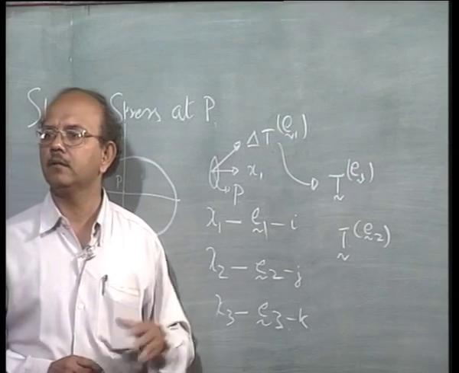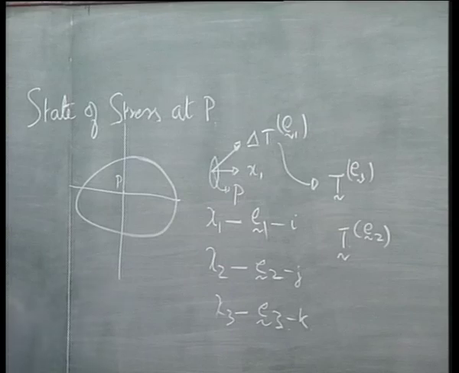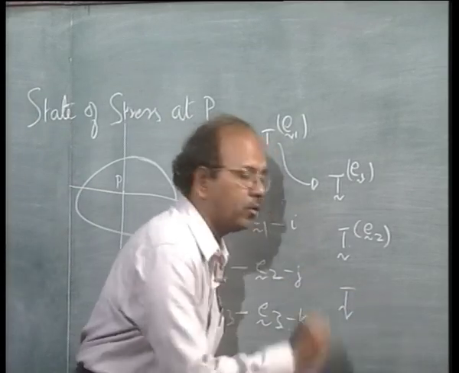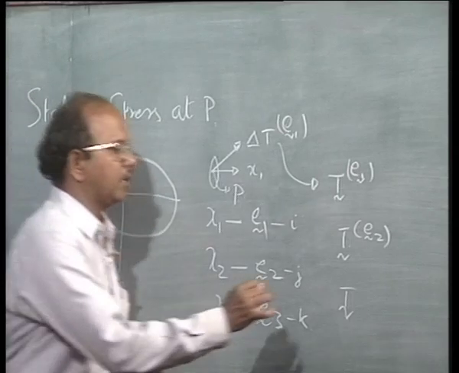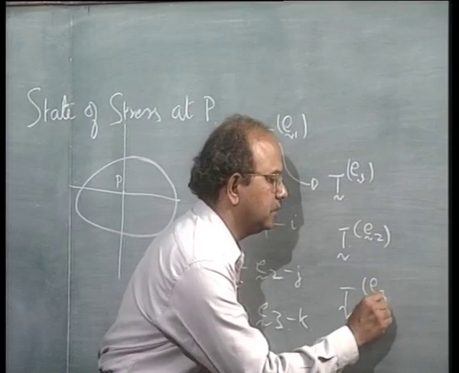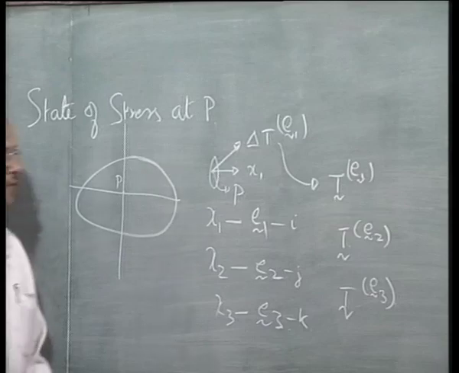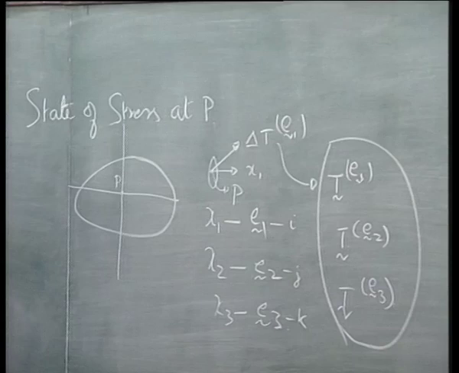How do I take another plane? Oh, very good. So the normal in the direction of x3, whose unit vector is called E3. So I will get one more stress vector which I will call E3. So I have defined 3 stress vectors.